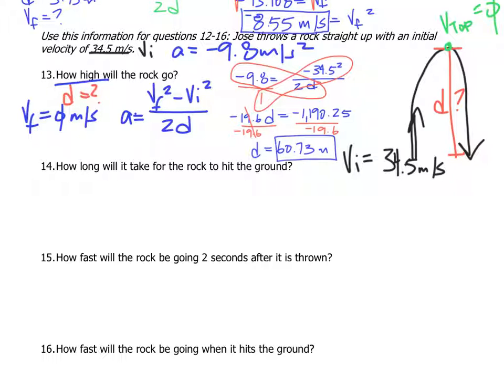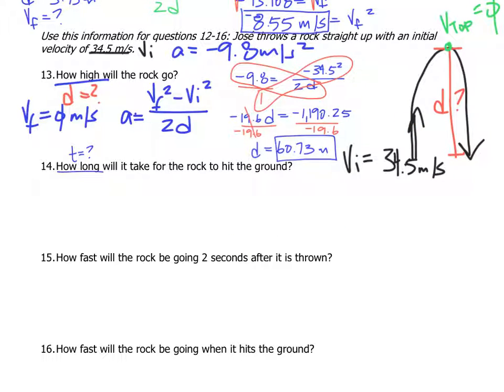Okay, number 14, how long will it take the rock to hit the ground? So now I want to know time. So how long will it take the rock to hit the ground? In other words, it's asking me how long is it going to take for the rock to go all the way up and all the way down. Well, if I know information at this point, halfway through its path, if I can figure out how long it takes for the rock to go from here to the top of its path, all I need to do is multiply the time by 2 to get the total time. Because remember, each side of this pathway is a mirror image. They are equivalent. The only thing that's different is the direction.